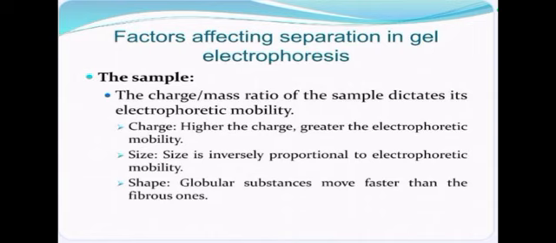Next, factors affecting separation in gel electrophoresis. What are the factors that affect gel electrophoresis? First, the sample. The charge ratio of the sample dictates its electrophoretic mobility: charge, size, shape. The higher the charge, the greater the electrophoretic mobility, but the lower the charge, the less electrophoretic mobility. So the sample affects gel electrophoresis.